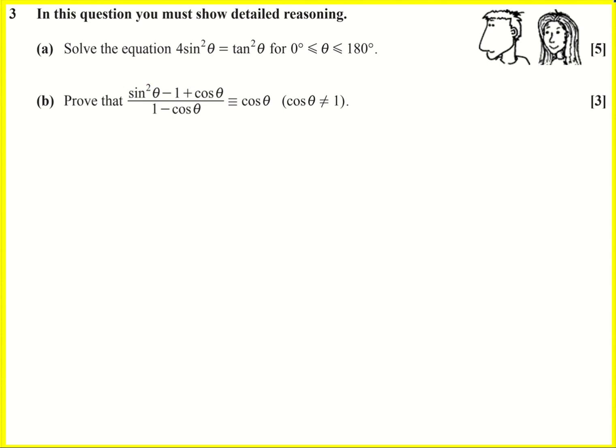Let's take a look at part A. So, first things first, I'm going to write down tan as sine over cos. So it's going to become 4 sine squared theta is equal to sine squared theta over cos squared theta.